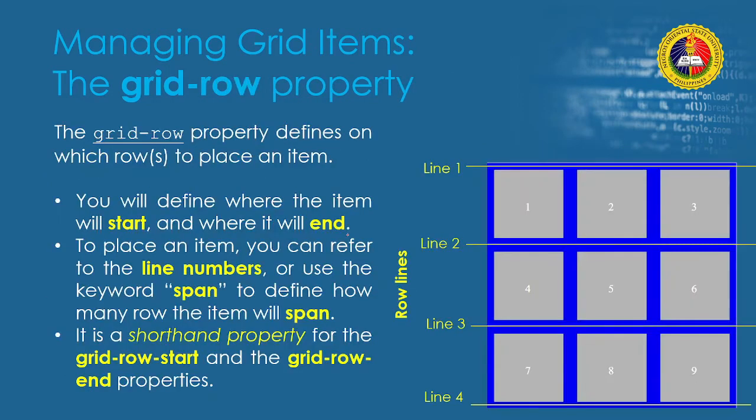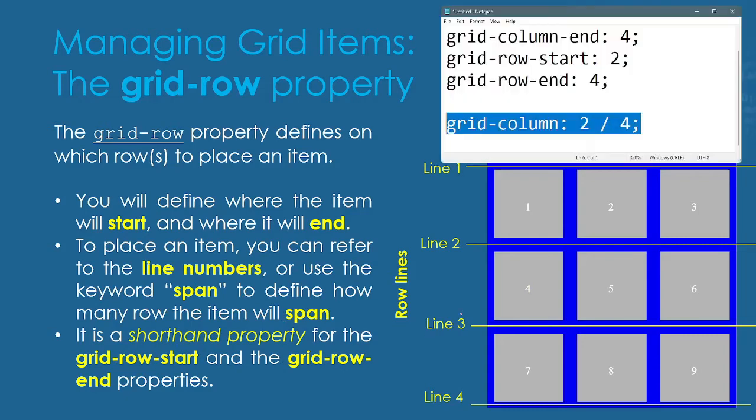Alright, so that will be the same case with the grid row. So in this example, the grid row property defines on which rows to place an item. You will define where the item will start, so that's important, and then where it will end. To place an item, you can refer to the line numbers or use the keyword span to define how many rows the item will span, and it is a shortcut property for the grid row start and grid row end properties. So same thing here.